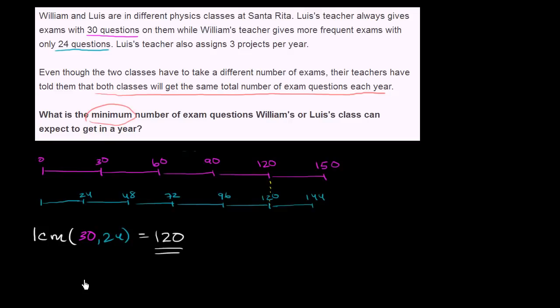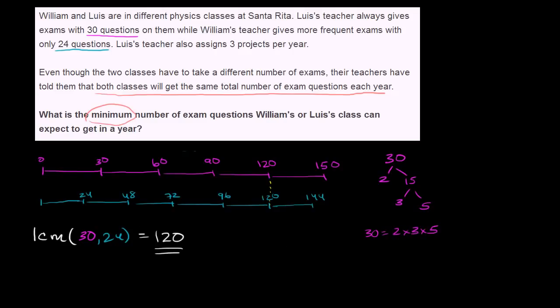120. Now, there are other ways that you can find the least common multiple other than just looking at the multiples like this. You could look at it through prime factorization. 30 is 2 times 15, which is 3 times 5. So we could say that 30 is equal to 2 times 3 times 5.